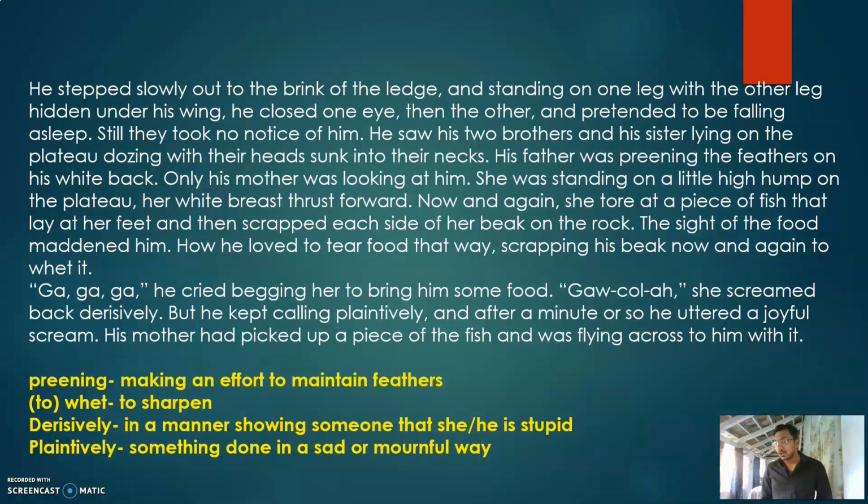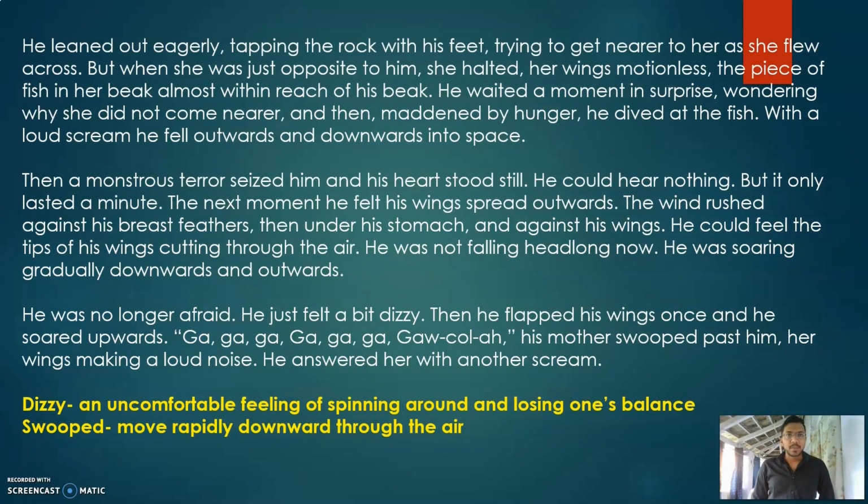Maybe the mother felt pity on this seagull, and now she is having a piece of this fish in her beak and she's flying towards the cliff where the seagull is sitting. He leaned out eagerly, tapping the rock with his feet. Now, why is he leaning out or looking forward eagerly? Because he can see his mother flying across towards him. And he's tapping the rock under his feet due to excitement, trying to get nearer to her as she flew across. Now he is sitting on the cliff and he's trying to go near to the edge of the cliff because the mother is coming.